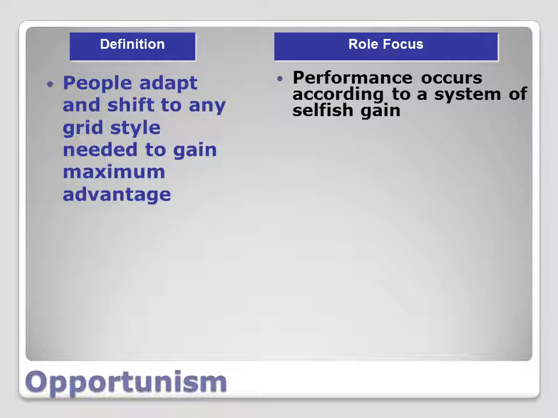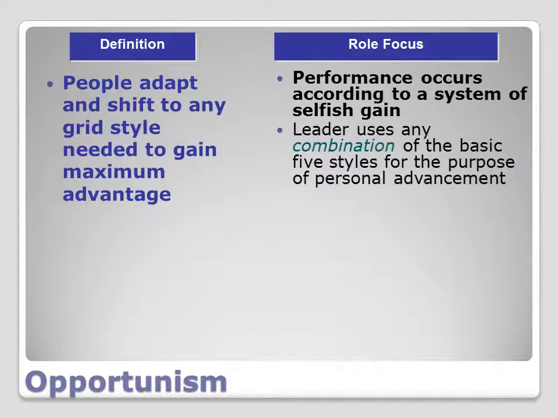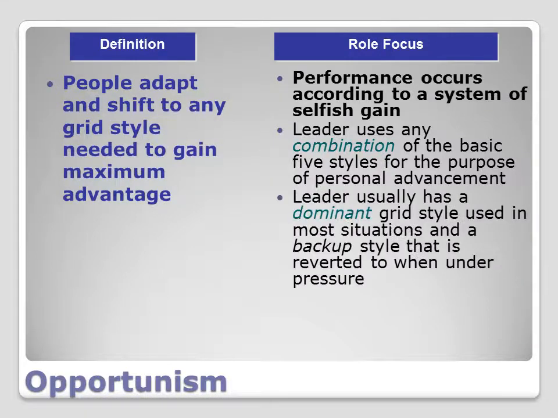It's really important to recognize these leaders, while very adaptable, typically also very intelligent, are people who are looking out for themselves and themselves only. So what they're trying to do is whatever will make them look best, though they're willing to flex and adapt on those things. These leaders use any combination of the basic 5 styles that we just talked about for the purpose of personal advancement. So they'll be somebody's best friend if that'll help them get ahead, or they'll be a taskmaster if that will help them get ahead.